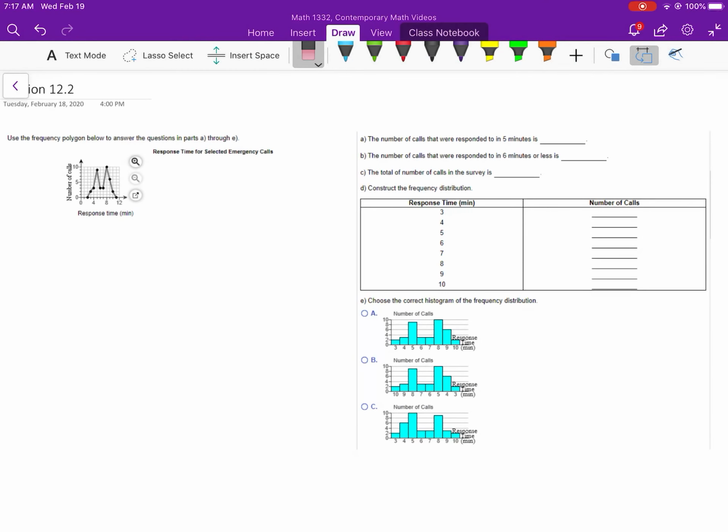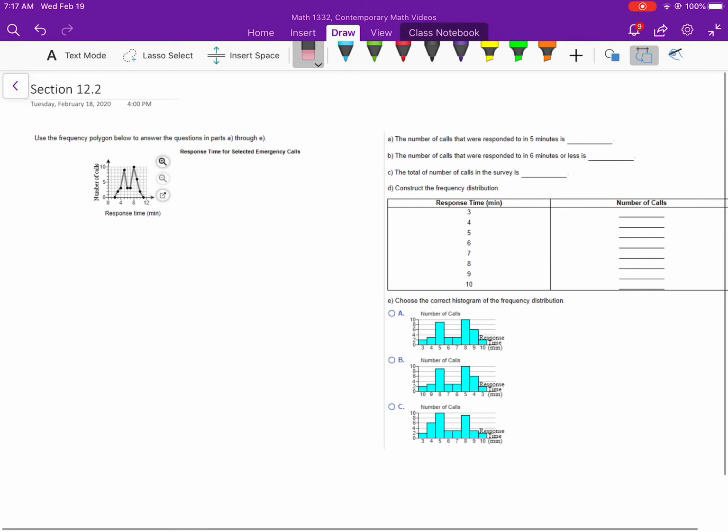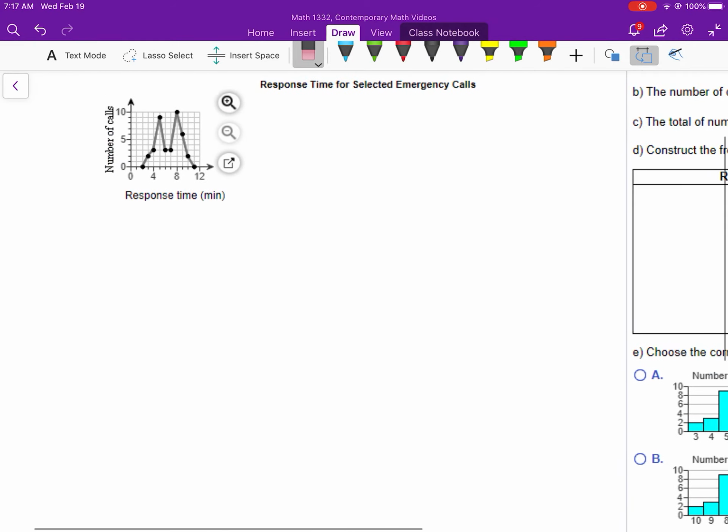Alright, so good morning. I received this problem yesterday. This is in section 12.2 within our class, using the frequency polygon to answer questions A through E. So we have 5 questions, and we are given this graph about response time for selected emergency calls. It's really important that we take a closer look at the graph itself.